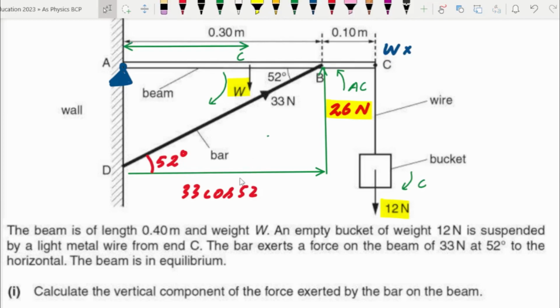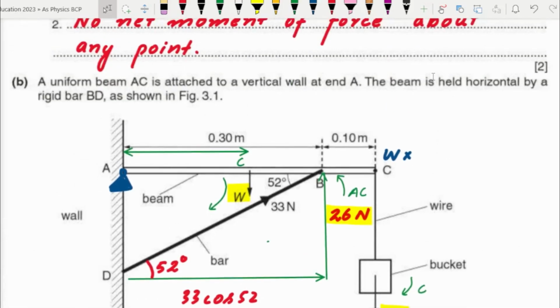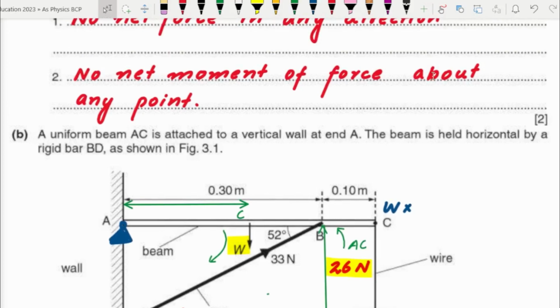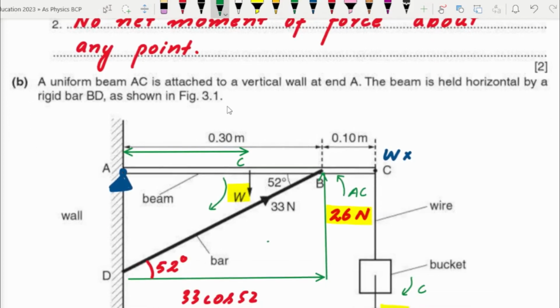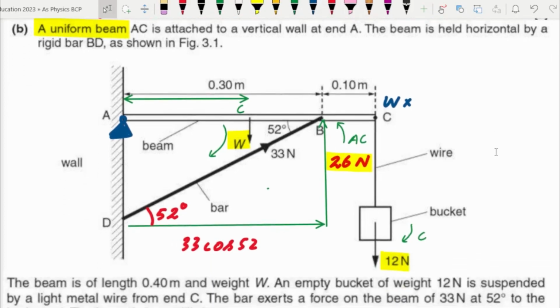Now what do we have? Let me check, the beam is of the length 0.40, and is that a uniform beam? Yeah, uniform beam. So we can see over here it is a uniform beam. Uniform beam means the center of gravity would be exactly in the middle. So what is the total length of the beam? 0.40, and the center of gravity would be at the point 0.2. So we write here 0.20.